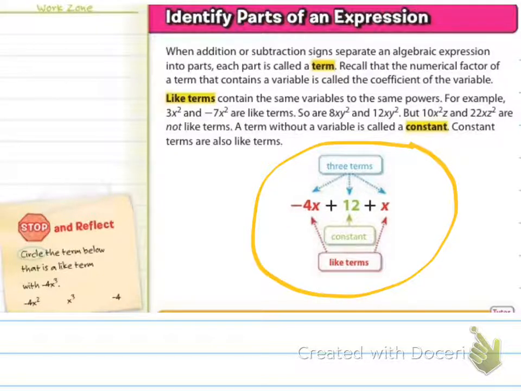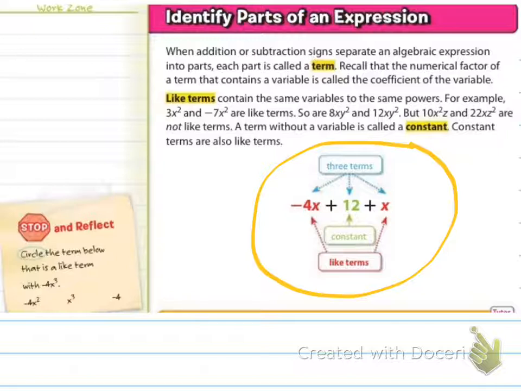It says that when you add or subtract signs, separate an algebraic expression into parts. Each part is called a term. So between subtraction and addition signs, you have terms. So recall that the numerical factor of a term that contains a variable is called the coefficient. So this will be another note. We'll write this in just a moment.